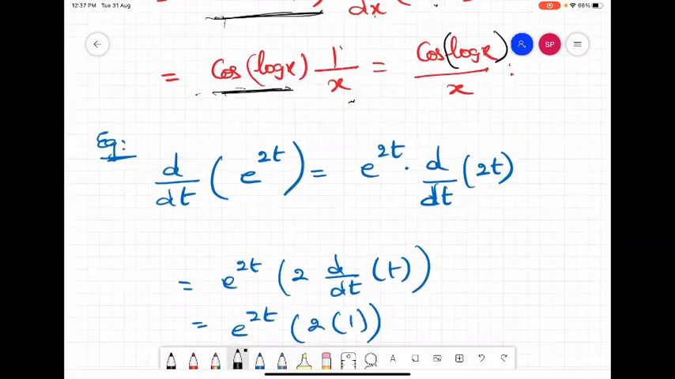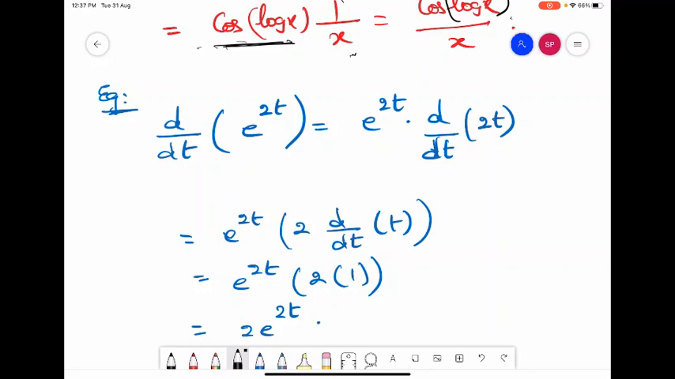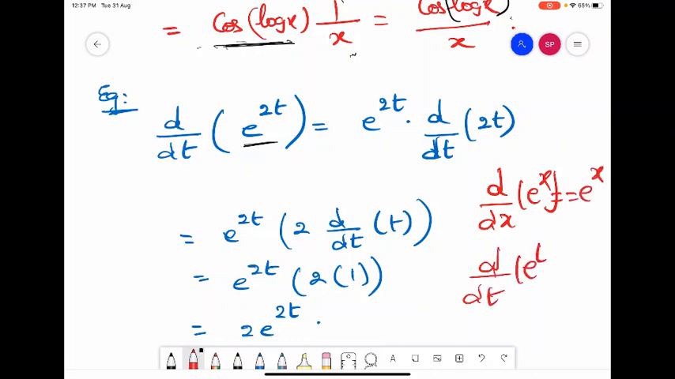One more example, let us see. d by dt of e to the power of t. Suppose I have, I have a formula: d by dx of e power x is e power x. d by dt of e power t is e power t. We have the formula. But in place of t, what do you have? You don't have just a t, you have 2t. So that is again a function. So how do you differentiate now?